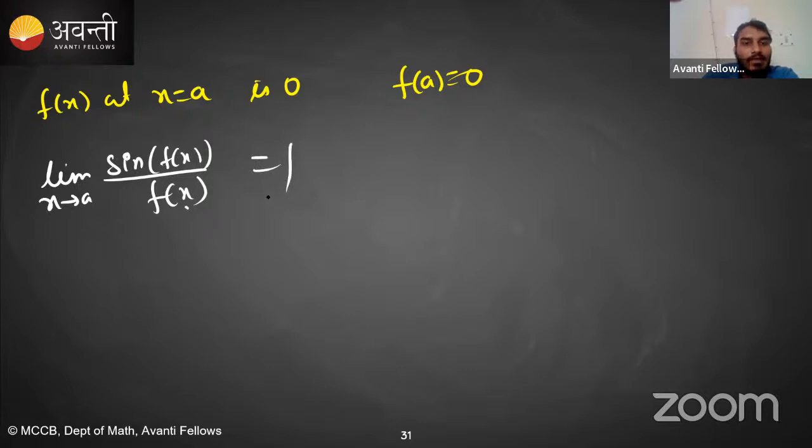Clear? Is this clear? Because this is again creating a 0 by 0 situation. Tell me quickly in the chat box. Okay, I hope this is clear to you. So don't get confused with that x. Sine of the element upon the element, where the element is tending to 0, gives you 1. Straight and simple.